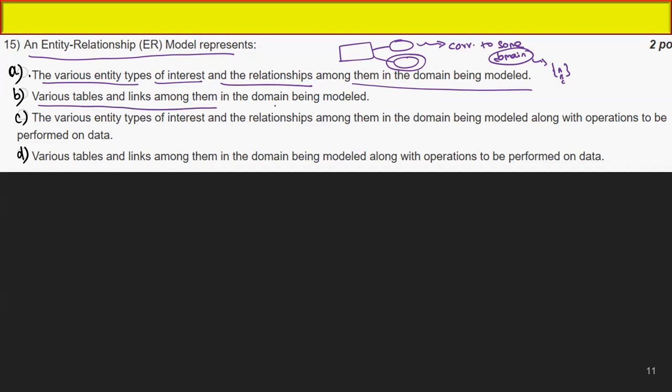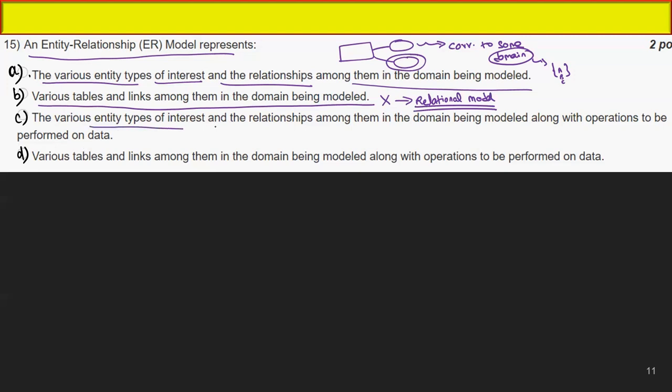Various tables and links among them in the domain being modeled. An ER diagram does not represent tables, because that is relevant to the relational model. Yes, very good. This is related to the relational model, so this is not the correct one.